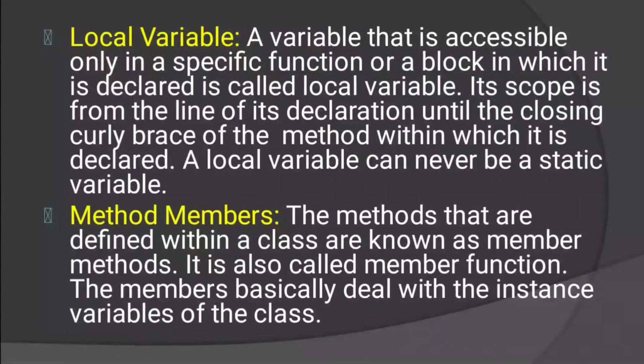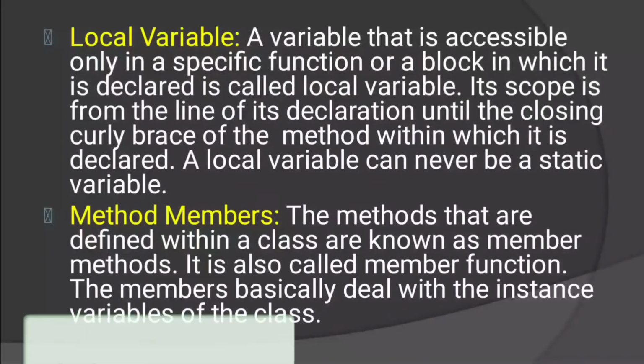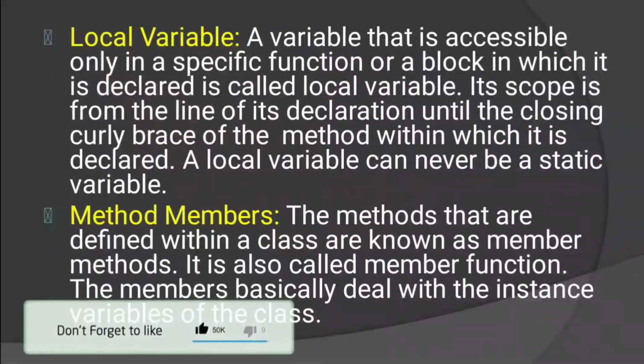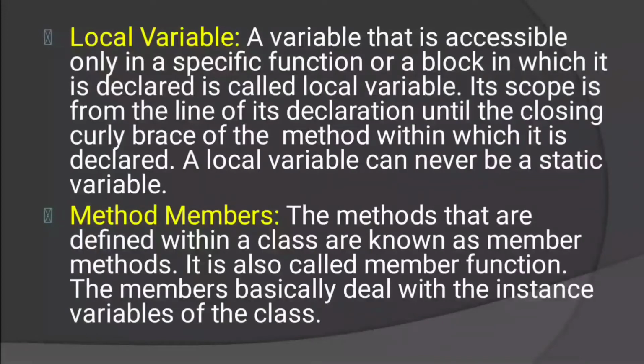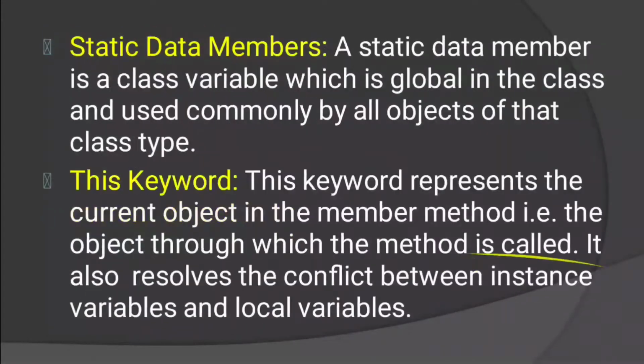The methods that are defined within a class are known as member methods or user defined functions. It is also called a member function. The members basically deal with the instance variables of the class, meaning whatever variable we declare under the class without the static keyword will be accessed by the member function. Understood? That is a member method or member function. Then next we will proceed.